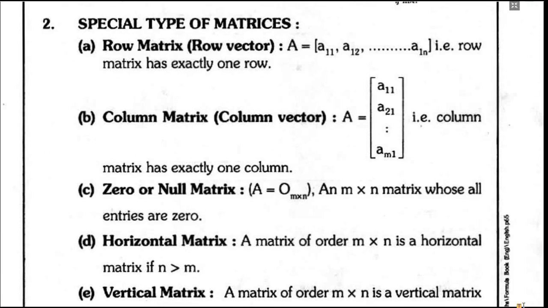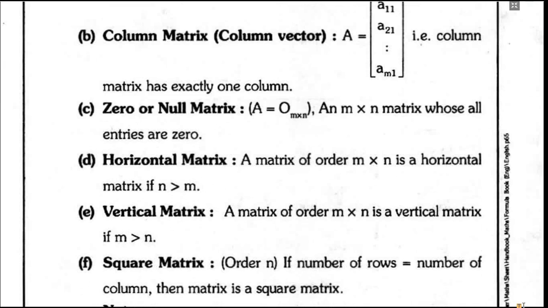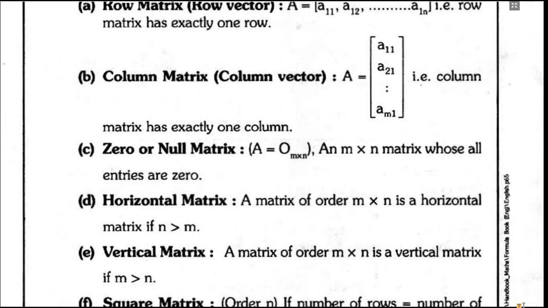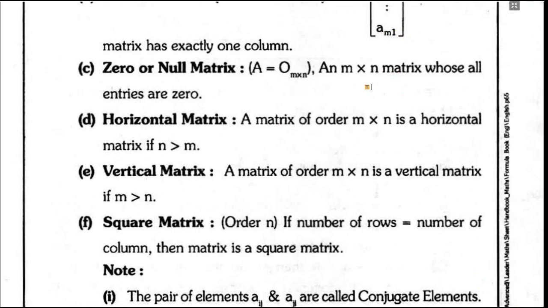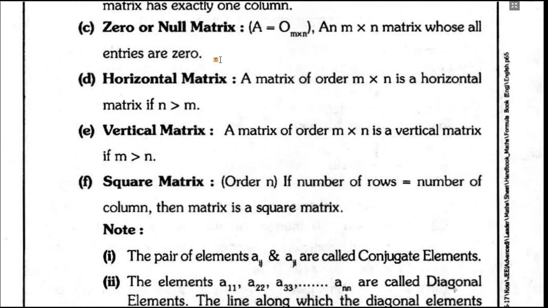Special types of matrices. Row matrix: a matrix having exactly one row, that is A equal to [a11, a12, ..., a1n]. It is also called a row vector. Column matrix or column vector: A equal to a column with entries a11, a21, up to am1, that is a matrix having exactly one column. Now zero or null matrix: an m by n matrix whose all entries are 0 is called a zero or null matrix.